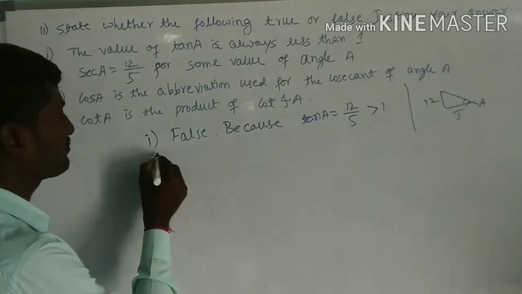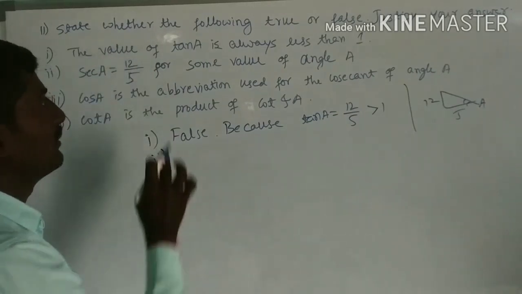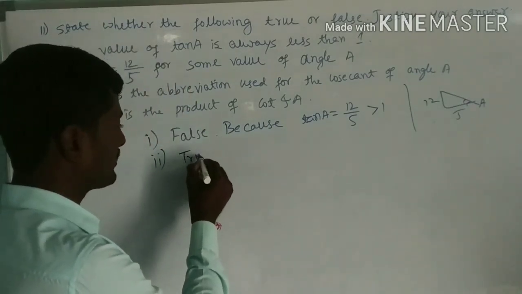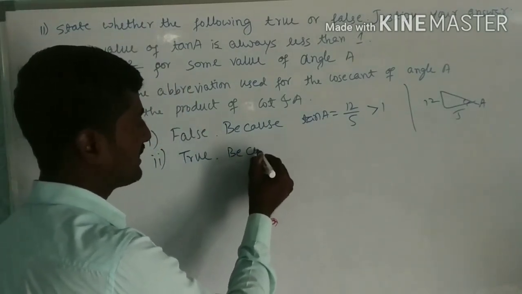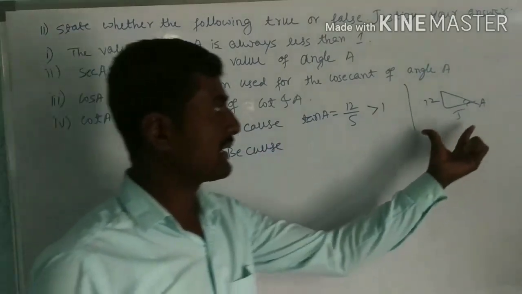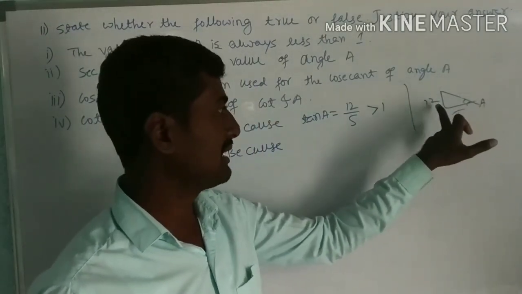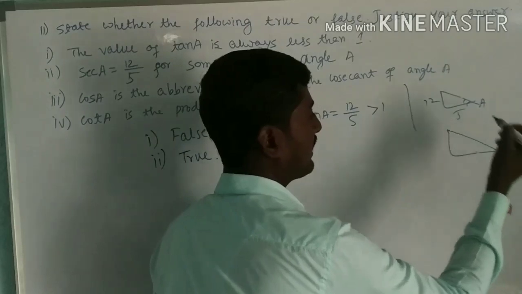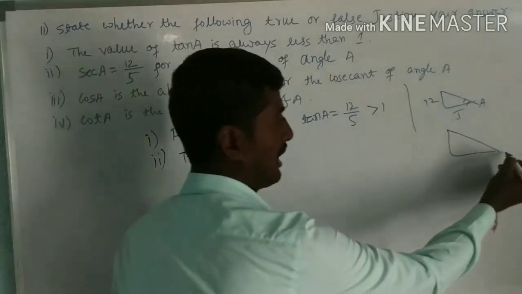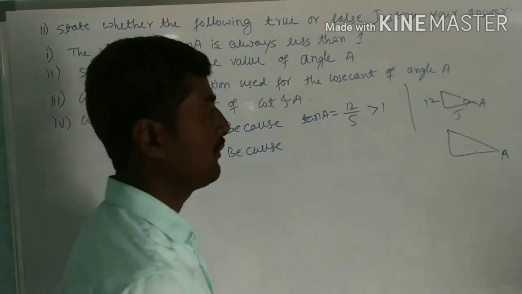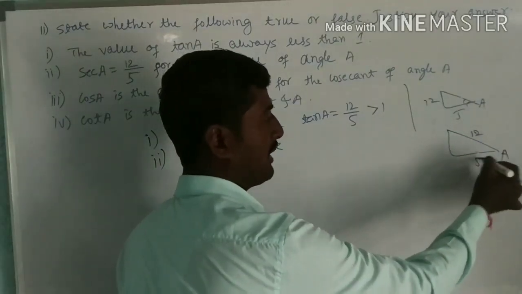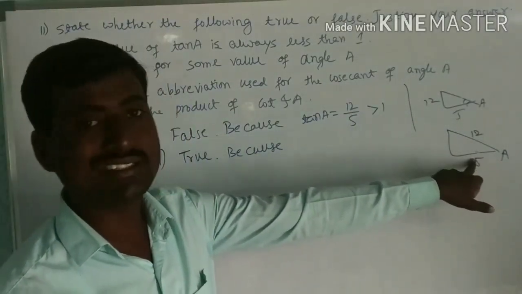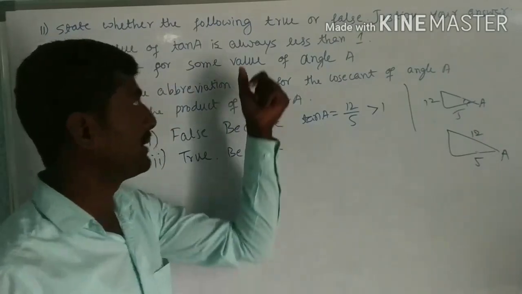Then go for the second one. Sec A equal to 12 by 5 for some value of angle A, whether it is true or false. I will say it is true because, what I said, in a right angle triangle, the hypotenuse must be greater than the remaining two sides. If I take a right angle triangle, sec A is 12 by 5. I will take this as A. 12 divided by 5 means hypotenuse side divided by adjacent side. The hypotenuse is more than the adjacent. So I can say the given statement is true.